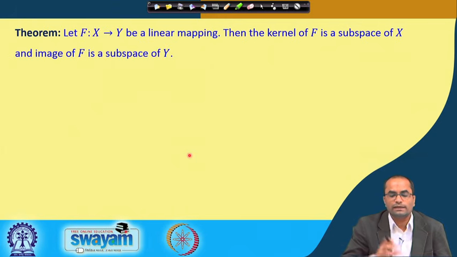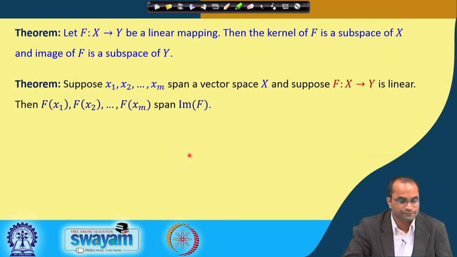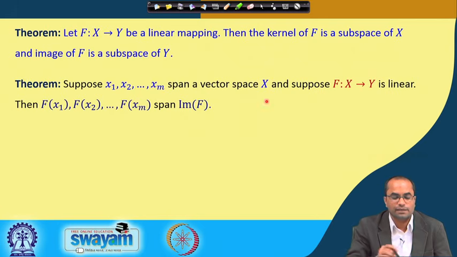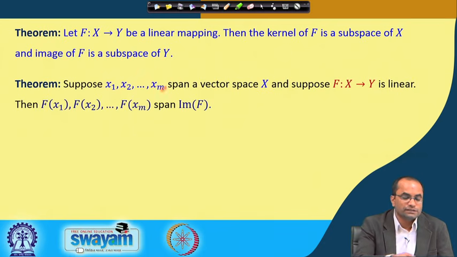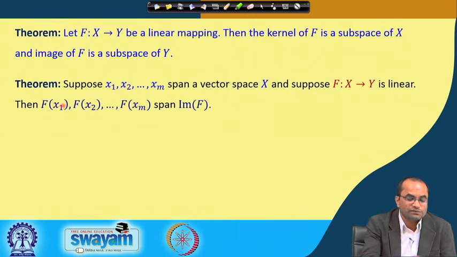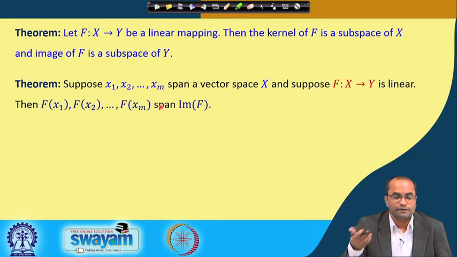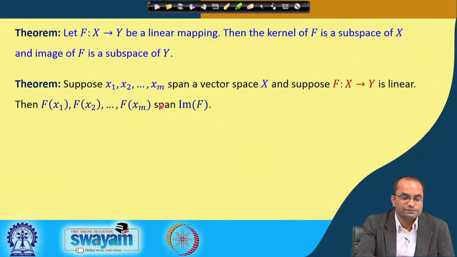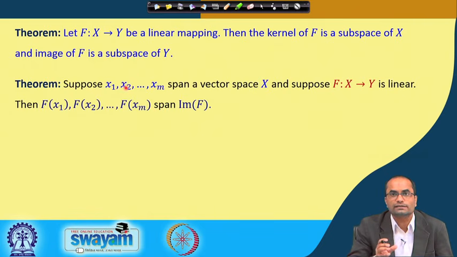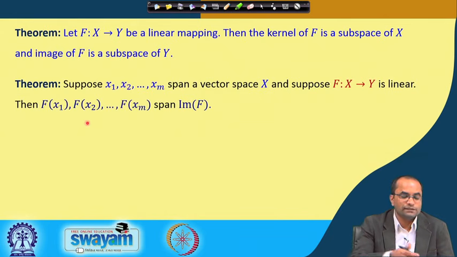So, here the point is that the kernel and the image form a subspace, and there is another nice theorem which will be used later. Suppose x 1, x 2, x 3, up to x m span a vector space X, and suppose F is a linear map. Then the images of these vectors, f x 1, f x 2, up to f x m, will also span the image of F. That is a very nice point. If we know the vectors from the space X span X, and we know the mapping F, then f x 1, f x 2, f x m will just span the image of F.